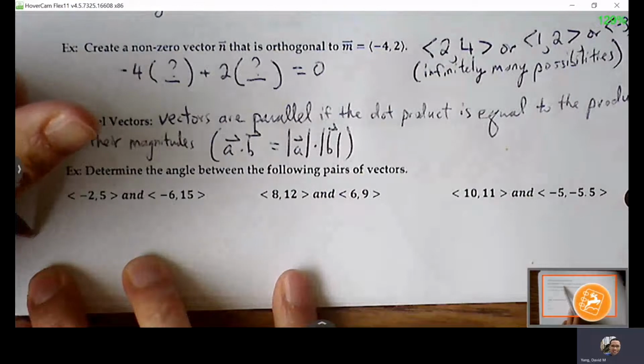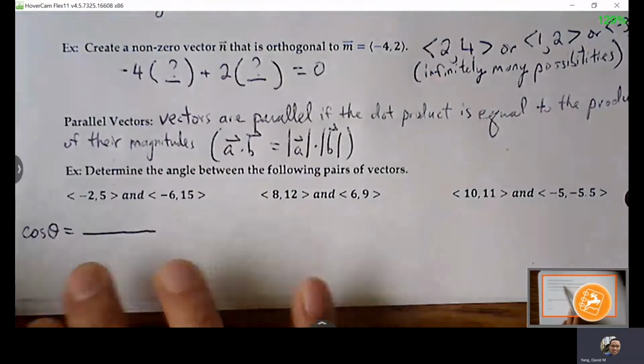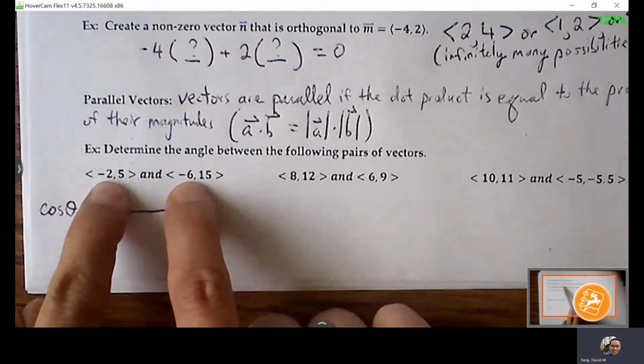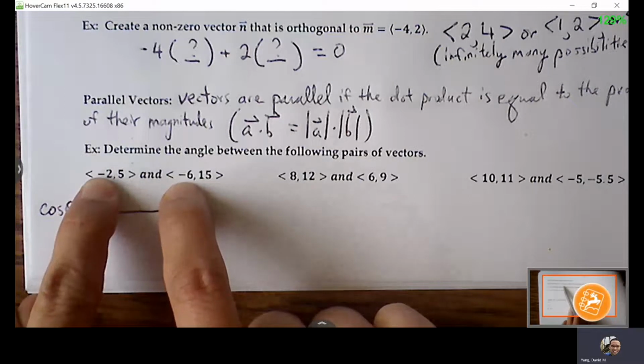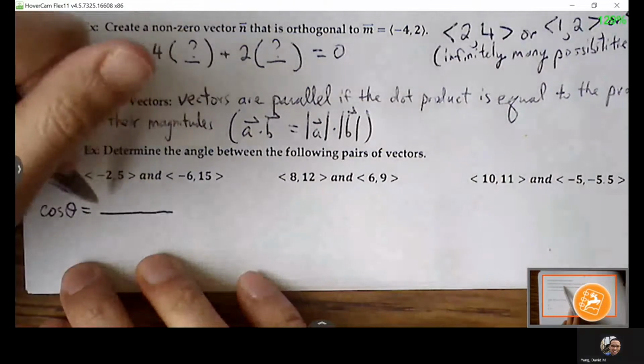Okay, so cosine theta equals, okay, let's do the dot product above. So that means you're going to pair the components together. So -2 times -6 plus 5 times 15.